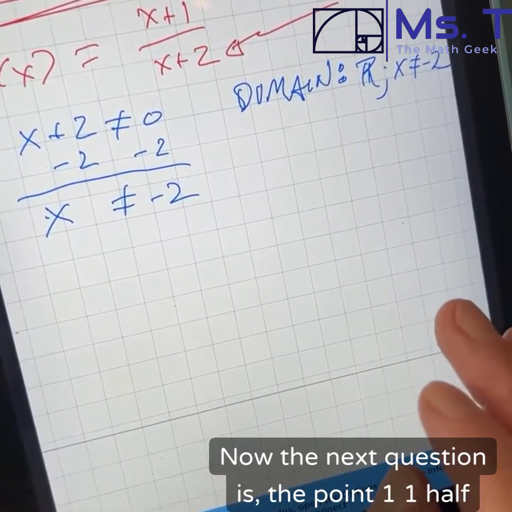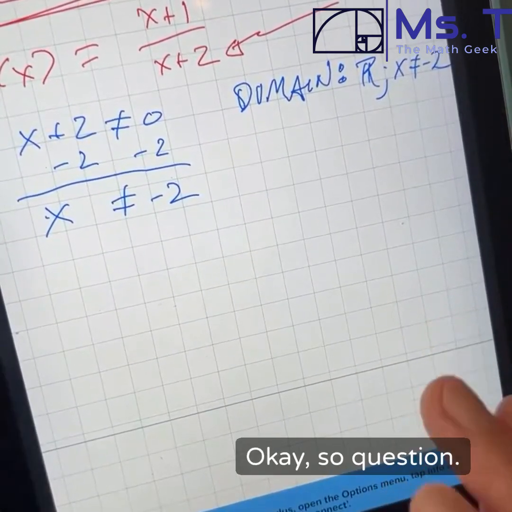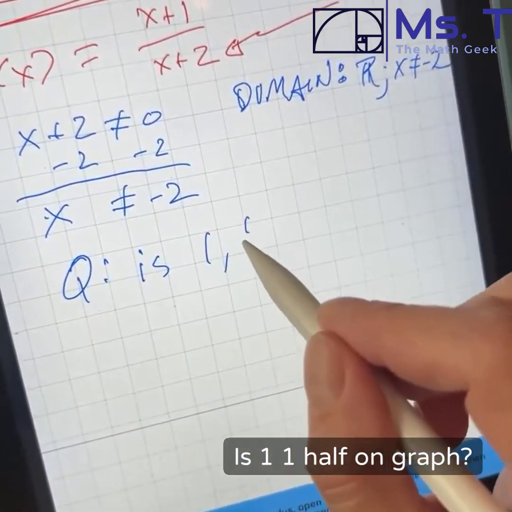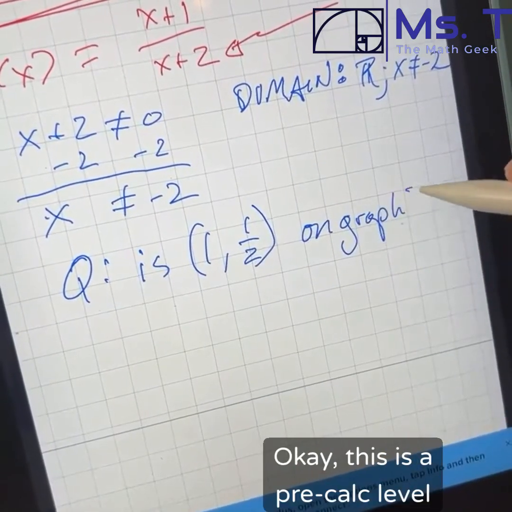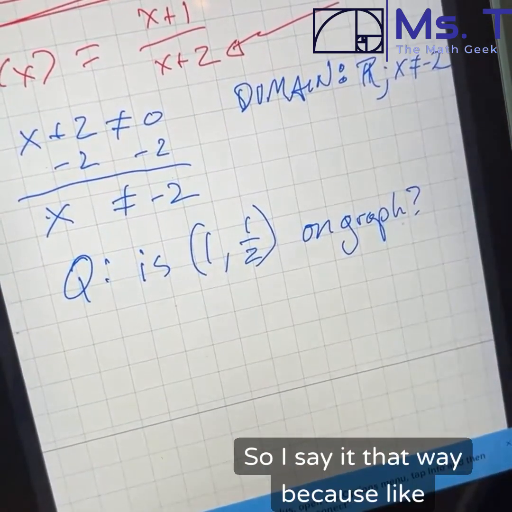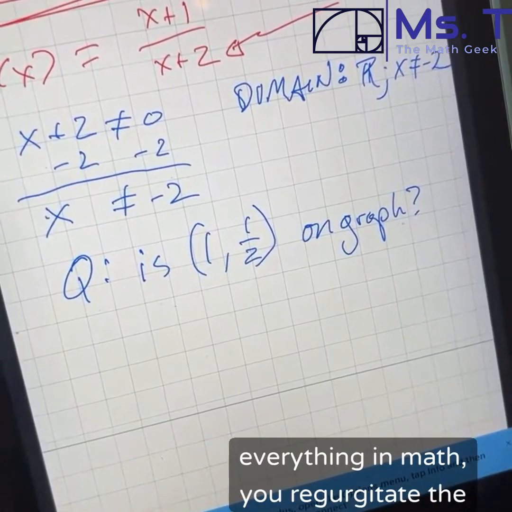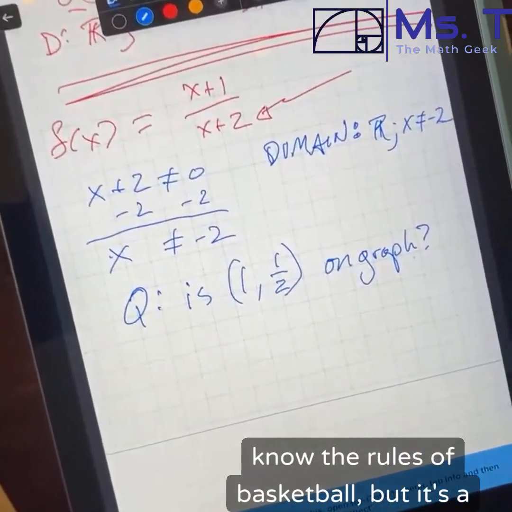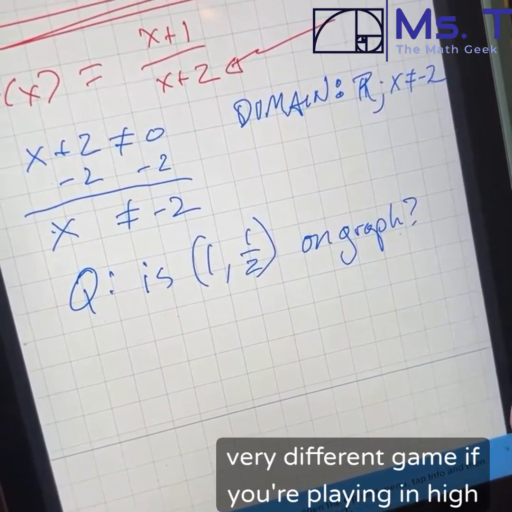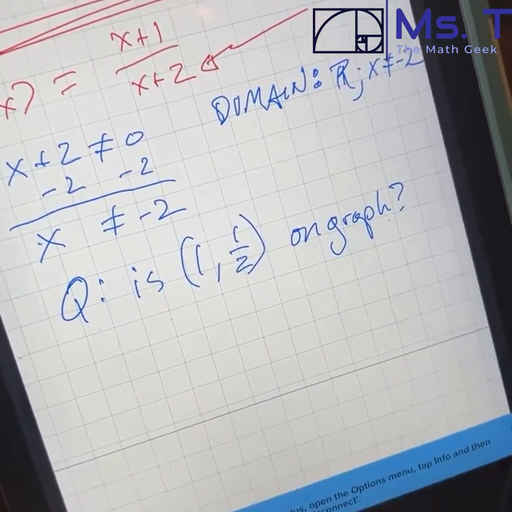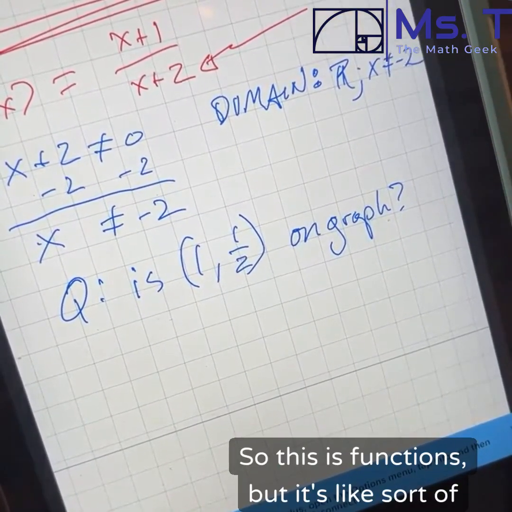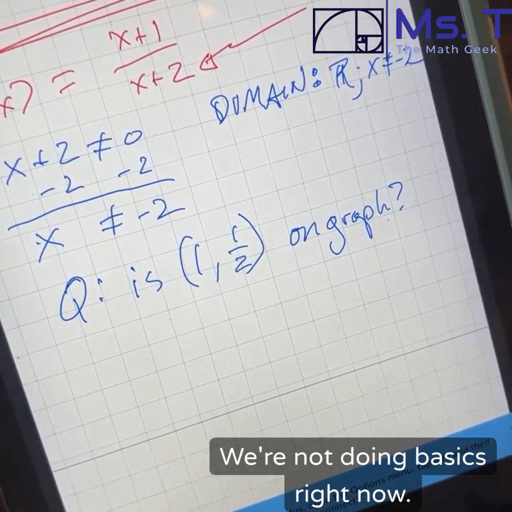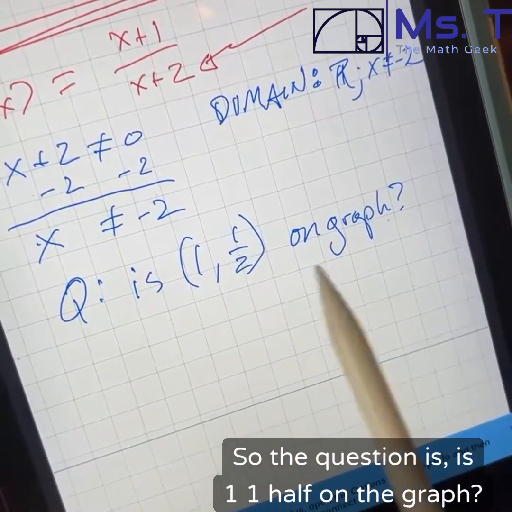Now the next question is: is the point (1, 1/2) on the graph? That's the question. This is a pre-calc level function stuff. Like everything in math, you regurgitate the same things. You can be in 5th grade and know the rules of basketball, but it's a very different game if you're playing in high school or in the NBA. So this is functions, but at an algebra 2, trig, pre-calc level. We're not doing basics right now. So the question is, is (1, 1/2) on the graph?